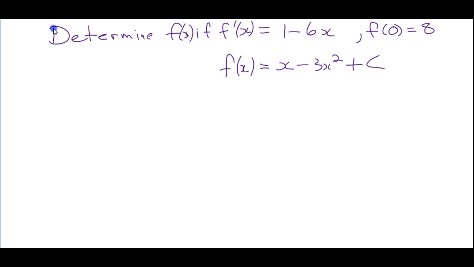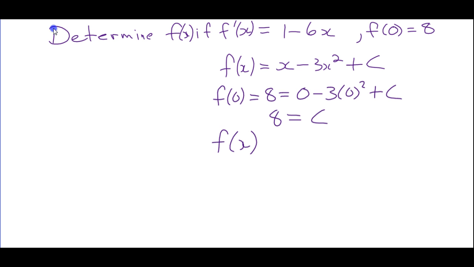But we know that f of 0 is equal to 8, right? So you can see, if you do f of 0, this will be 0 and this will be 0. So you can see that c is equal to 8. Now I'll show that in a little more detail, right? So we could say, well, f of 0 is equal to 8, which is 0 minus 3 times 0 squared plus c, leaving me with 8 equals c, and then being able to say, so f of x is x minus 3x squared plus 8.